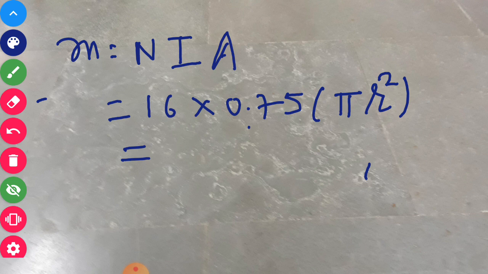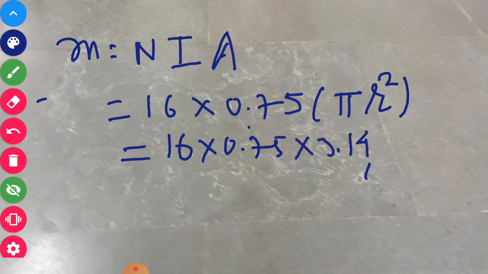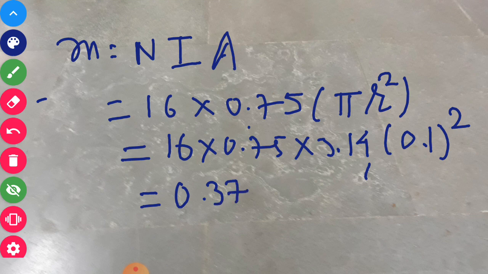The radius is given as 10 centimeter, so it is 0.1 meter, and 16 into 0.75 into 3.14 into 0.1 square. Simplifying this we get 0.3768 joule per Tesla, or we can say ampere meter square. This way you can write.